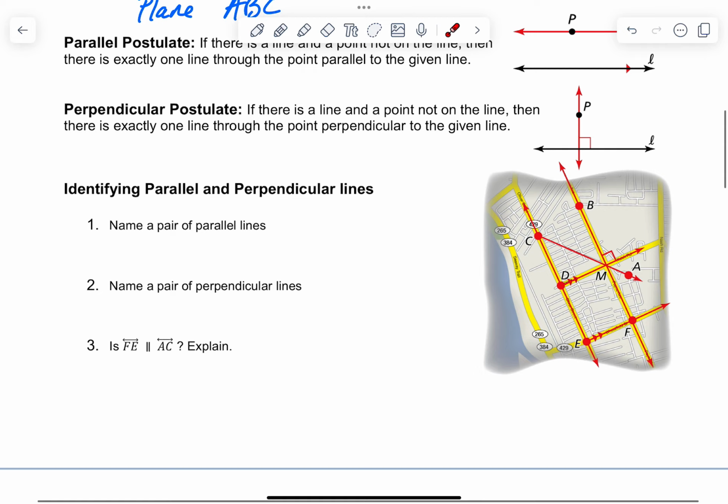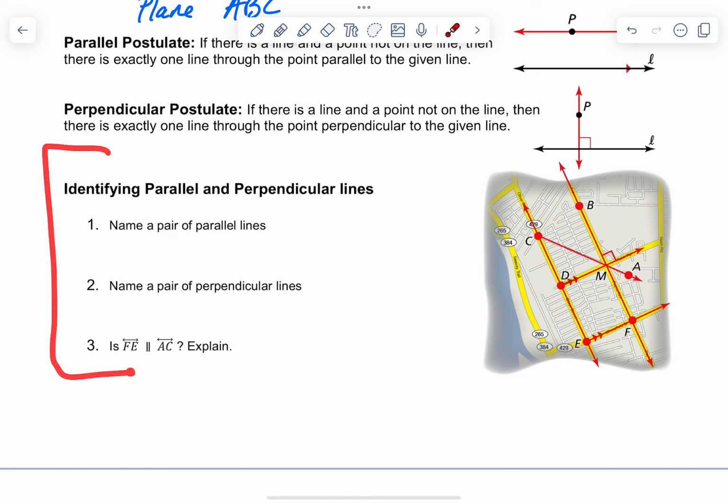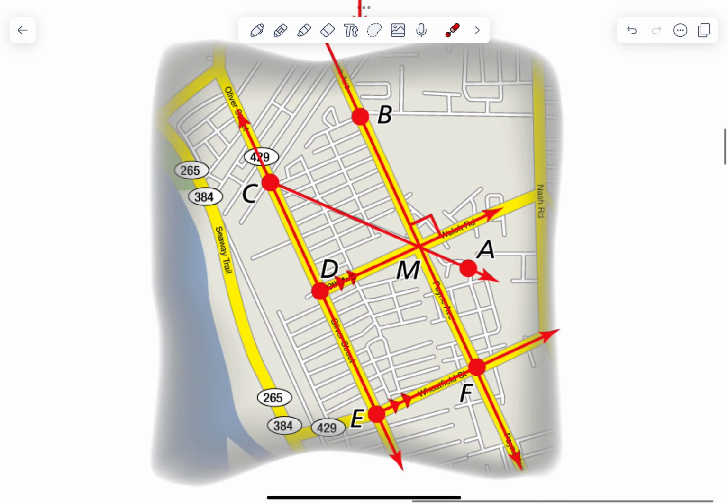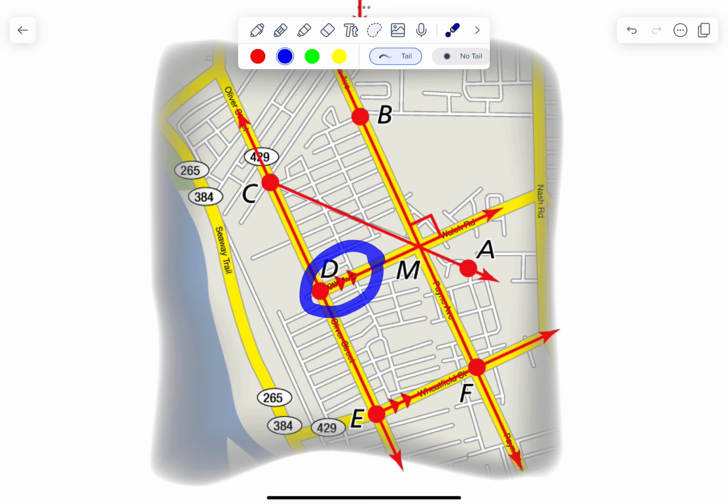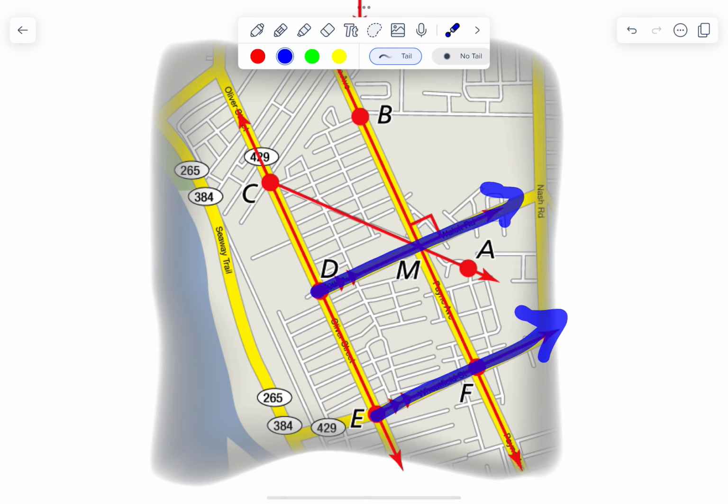So again, using a diagram, I would recommend trying to identify parallel and perpendicular lines in these questions 1 through 3. So pause, try it, come back for the answers. So number 1, a pair of parallel lines. If I'm looking at the diagram, parallel lines, I have these arrows. Let me change colors so I'm not using the same color as the diagram. These arrows here are the notation that tells us that these lines are parallel to each other.